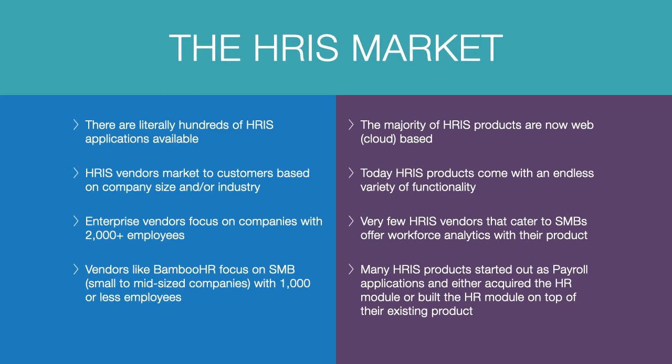Enterprise vendors focus on companies with 2,000 employees, or that could be anywhere from 5,000 to 10,000 or more employees. Vendors like Bamboo HR focus on SMBs, or small to medium sized companies with 1,000 or fewer employees. The majority of HRIS products are now web based or cloud based, and today HRIS products come with an endless variety of functionality. Again, this really goes back to what are the business processes of the HR department? How do they operate? How do they track and maintain their HR data administration? That is going to really determine what product the company will choose to purchase for their HR systems.